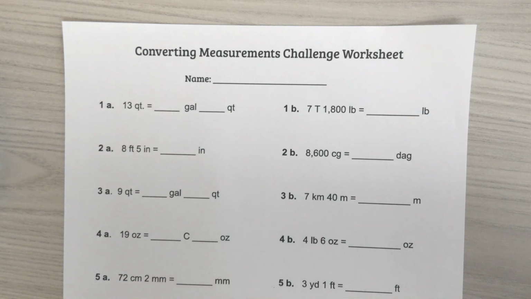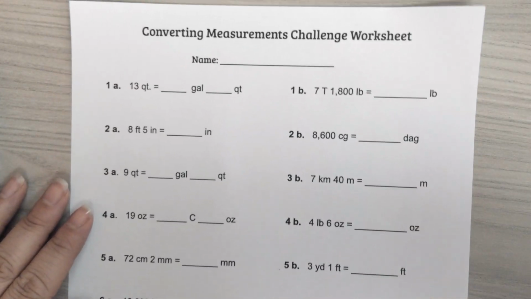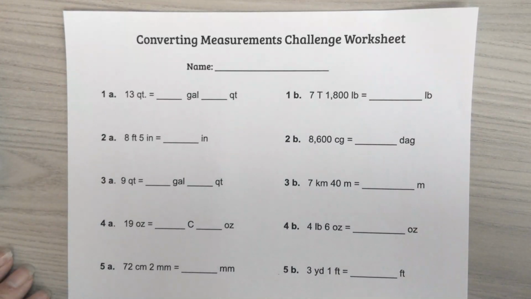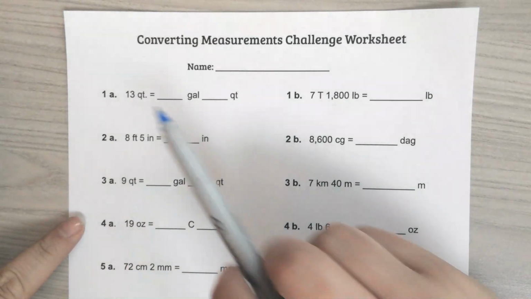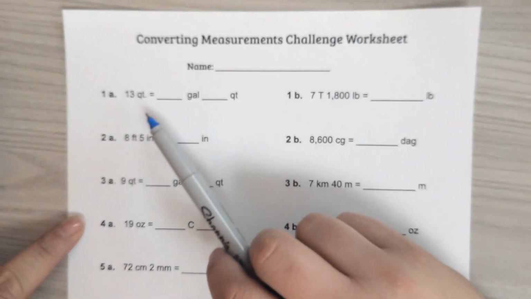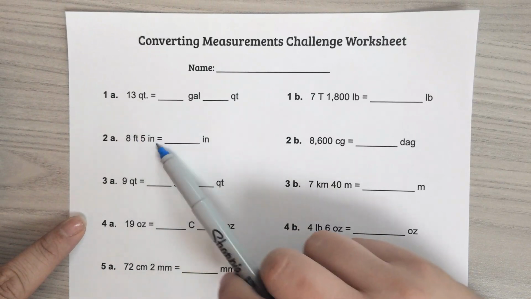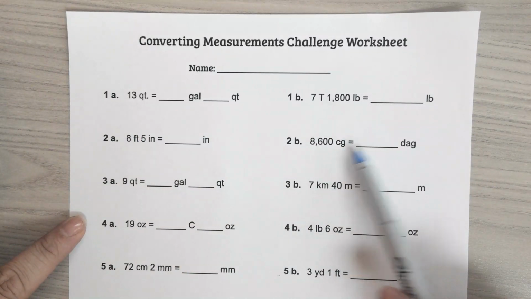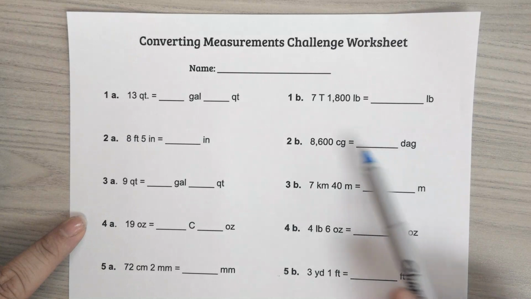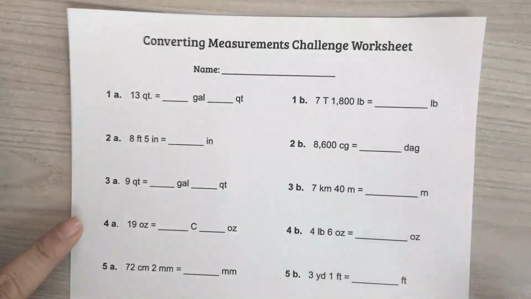It's the Converting Measurements Challenge worksheet. You can see that it's got quite a lot of problems on it, so it is supposed to be a little challenging, but I am going to go over just a few problems with you so that you feel at least hopefully a little bit more confident about completing it. You can see here that we are using the US standard units, and we are using the metric system or the metric units. So it is a mixture of everything.